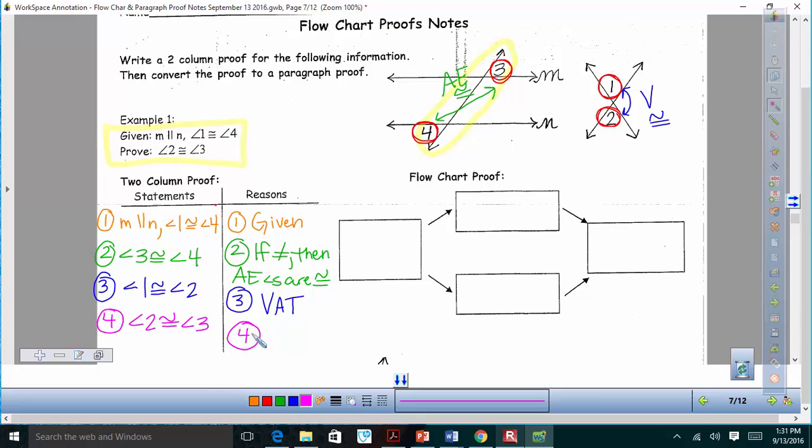Okay? So we started with 1 is congruent to 4. What did we see that 1 was actually equal to down here? Okay, so 1 and 2 are actually the same. What about 4? What else is that congruent to? 3. So I could actually replace 1 with 2, and I could replace 4 with 3, and it would read angle 2 is congruent to angle 3. And if we replaced it, what would that be called? Substitution.